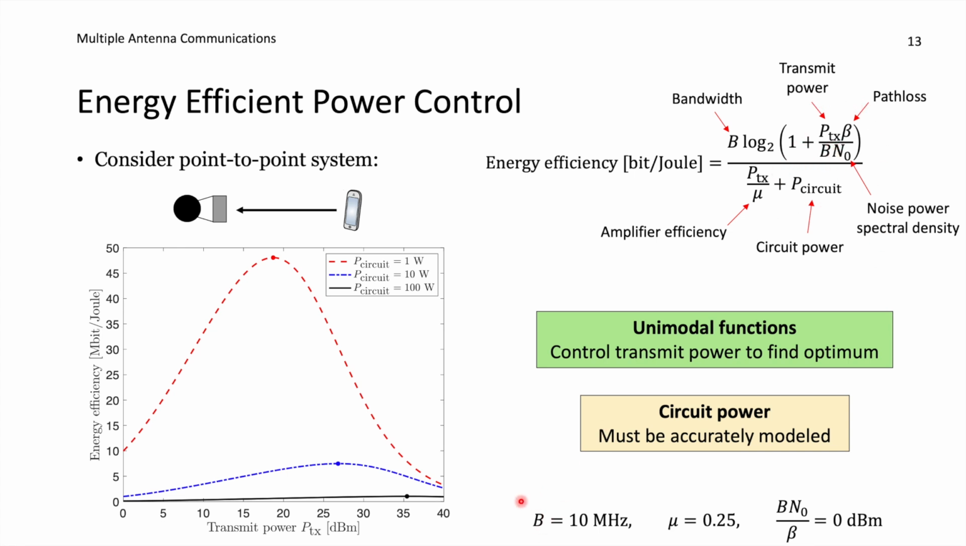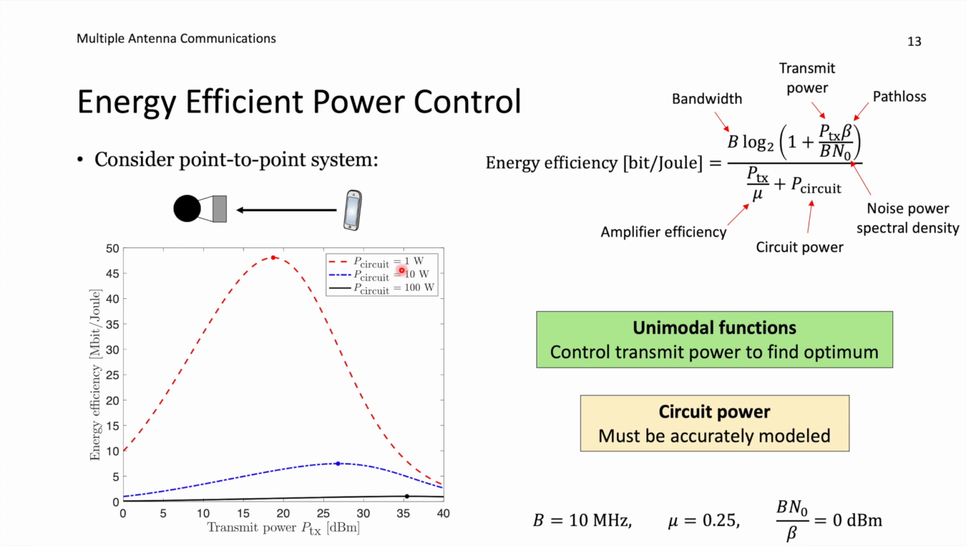To the bandwidth, we are assigning the 10 MHz number. For the power amplifier efficiency, 0.25. And if we take B times N naught divided by beta, so we take this term here upside down, I will let it be 0 dBm. In the graph here, I'm showing the energy efficiency in megabit per joule along the vertical axis, and I'm changing the transmit power, PTX, in dBm. So this is decibel milliwatt.